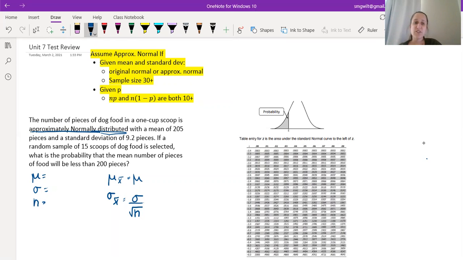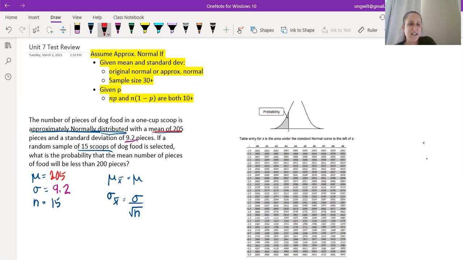You'll have some problems that will just ask you for the standard deviation. They might just ask you for the mean. So you might just have to do a little chunk of what's going on in each of these. So we're given a problem with a mean of 205. So mu is 205. And then a standard deviation of 9.2. And we've got a random sample of 15 scoops. So our n is 15. And again, that's not 30 or larger, but because it was originally normal, then we're good to go.